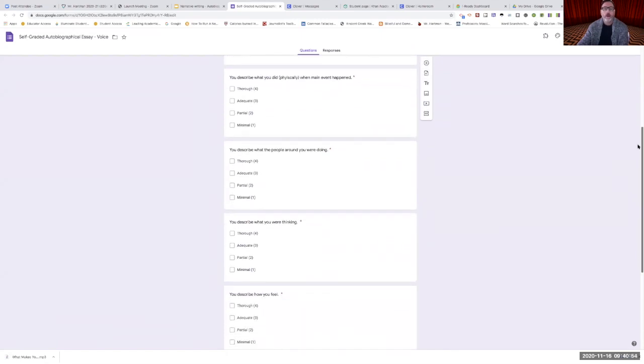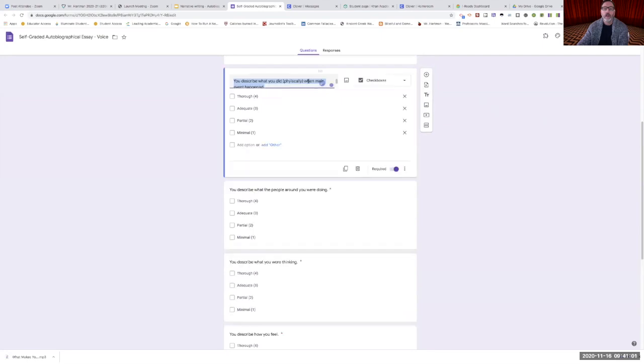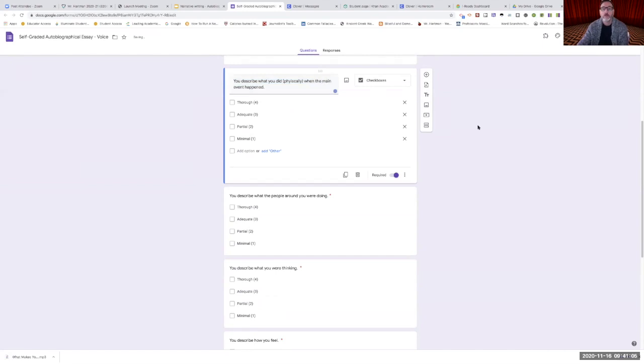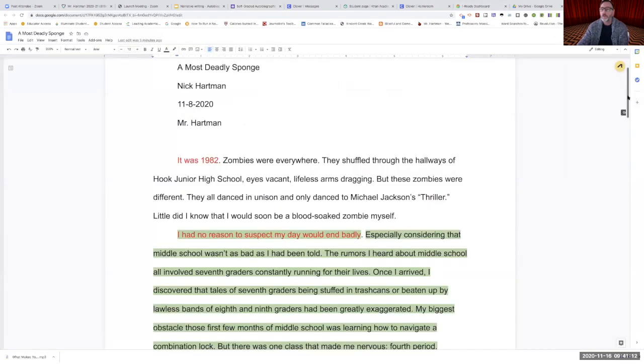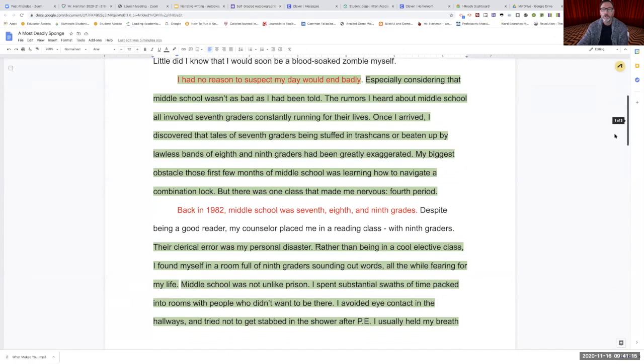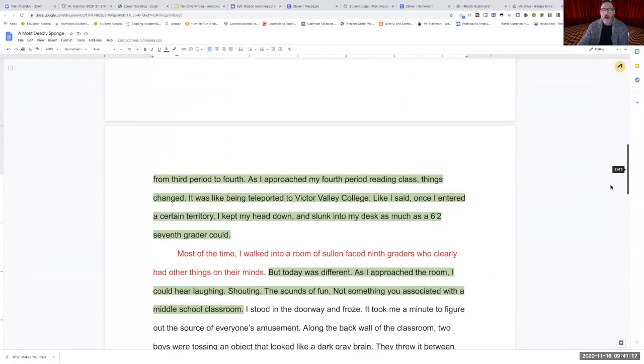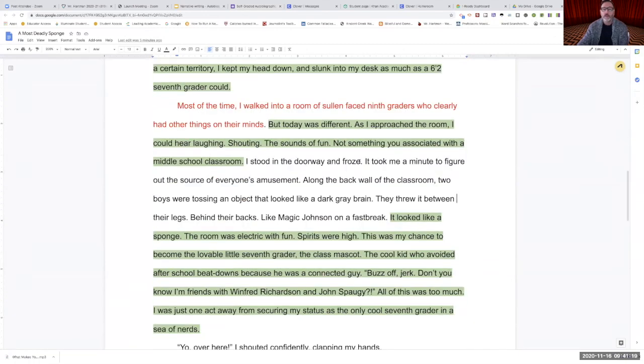And then you describe what you did physically when the main event happened. Well, I'll change that. When the main event happened, even though technically that's correct, we'll change it. So you're narrating basically what happened. So this thing where I was talking about moving between classes, like this right here: I stood in the doorway and froze. It took me a minute to figure out the source of everyone's amusement. Along the back wall of the classroom, 2 boys were tossing an object.